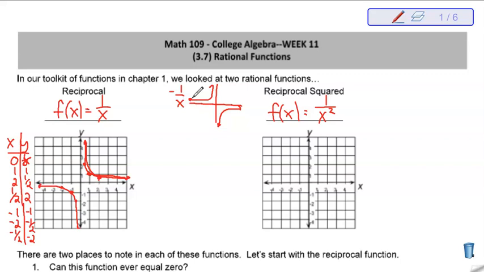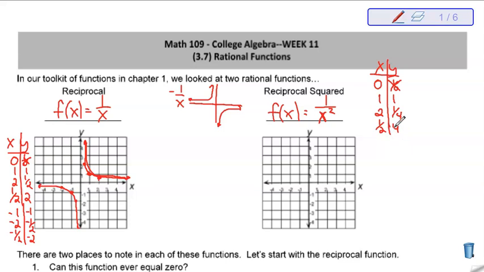Now, let's look at 1 over x squared. Again, you can do a t-table if you want. Let's do the positive version of that. If I throw 0 in again, that's 1 over 0, which is undefined. If I throw 1 in, 1 squared is 1, 1 over 1 is 1. If I throw 2 in, 2 squared is 4, 1 over 4 is 1/4. If I throw 1/2 in there, 1/2 squared is 1/4. When I do 1 over that, I get a positive 4.